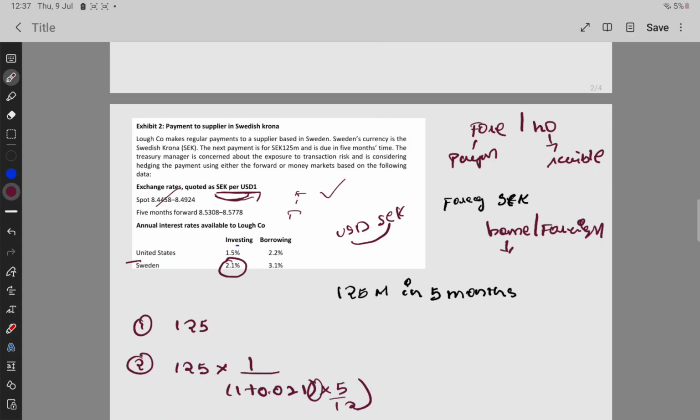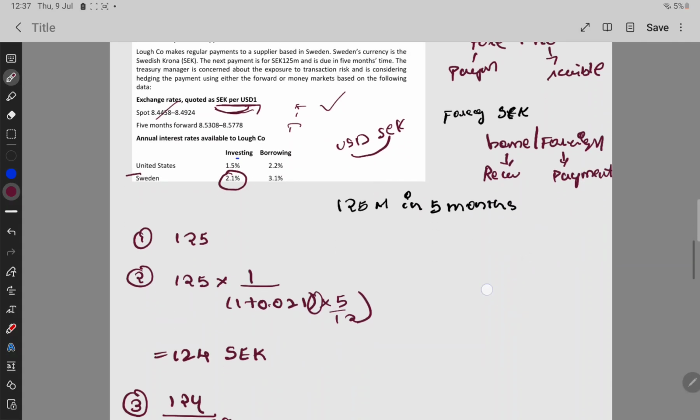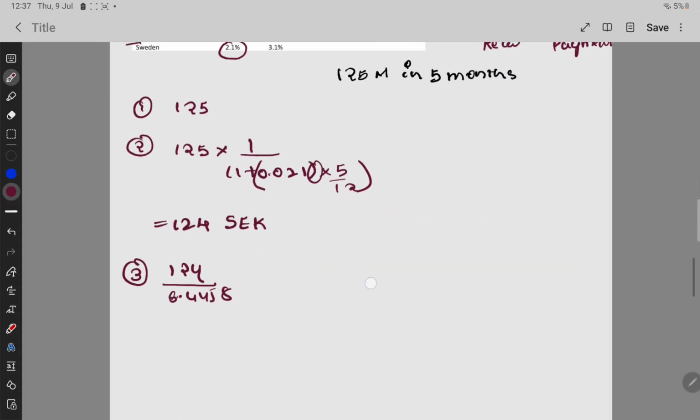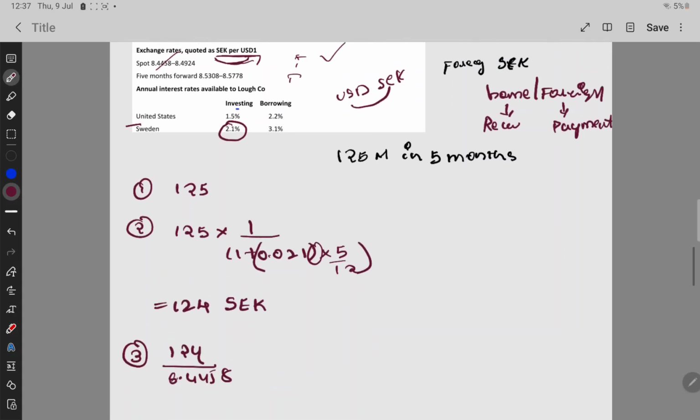So will you write or do you want me to write? Receivable and payment. Logic done. Okay, so I must put the bracket. So you divide, now which rate to use? It's a payment and I'm converting SEK to USD. I use the lower rate. So let me calculate. From next time I'll get an Excel and I'll explain.